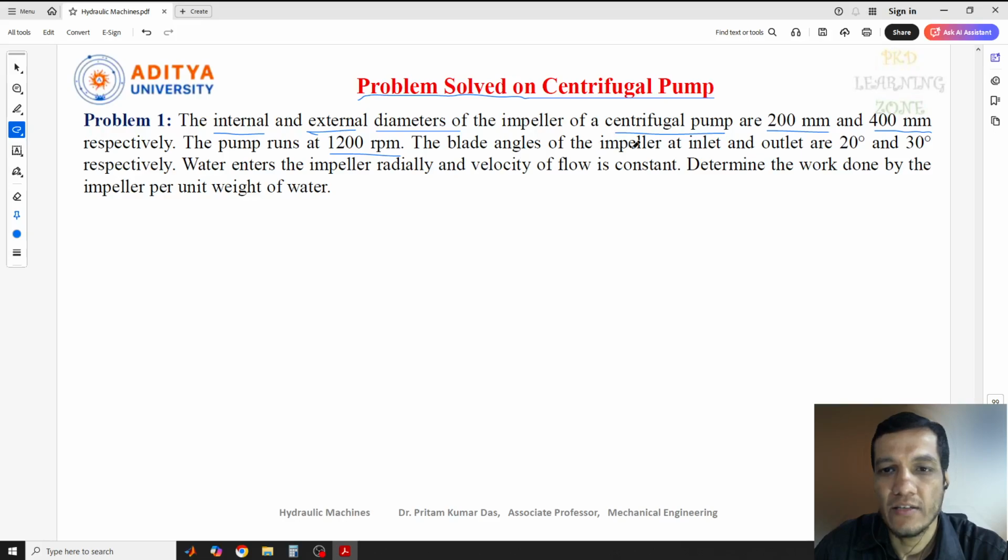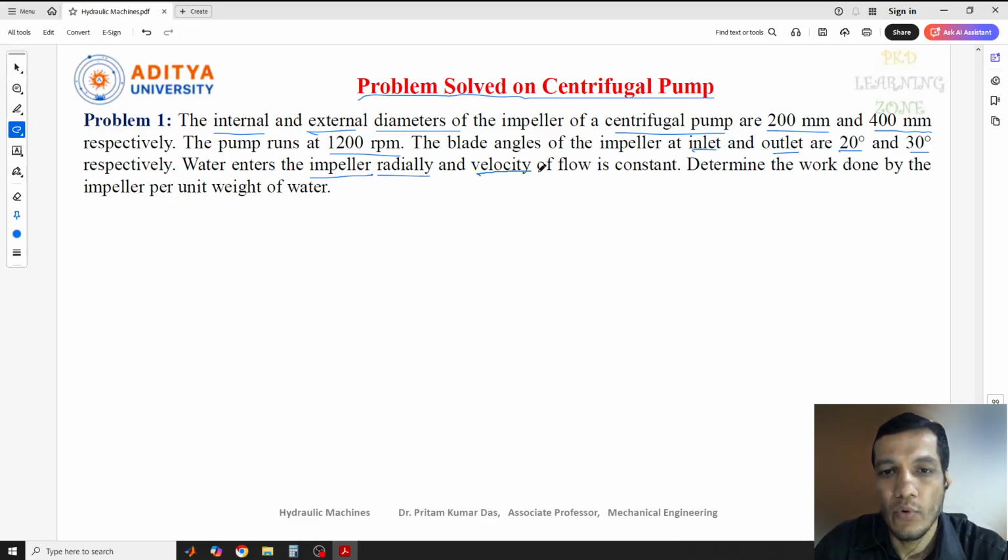The blade angles of the impeller at inlet and outlet are 20 degree and 30 degree respectively. So blade angle is also given for the impeller at inlet condition and outlet condition. So water enters the impeller radially. This is one condition. Water enters the impeller radially in the sense that we need to consider alpha equal to 90 degree and the wheel velocity at the inlet condition should be 0.